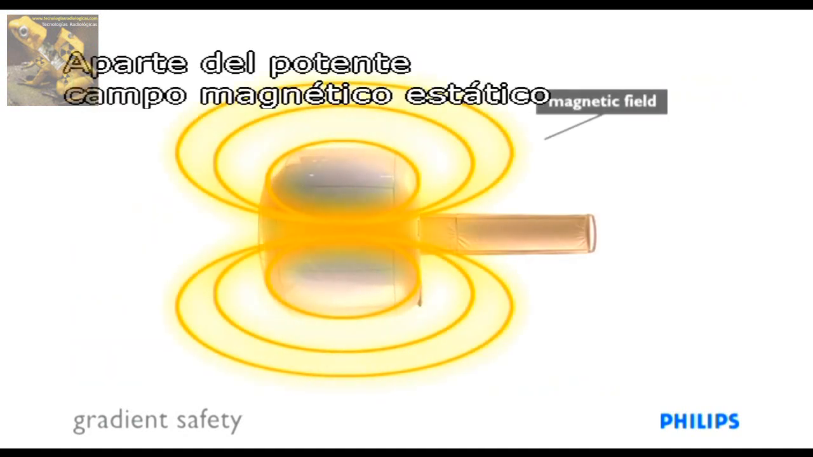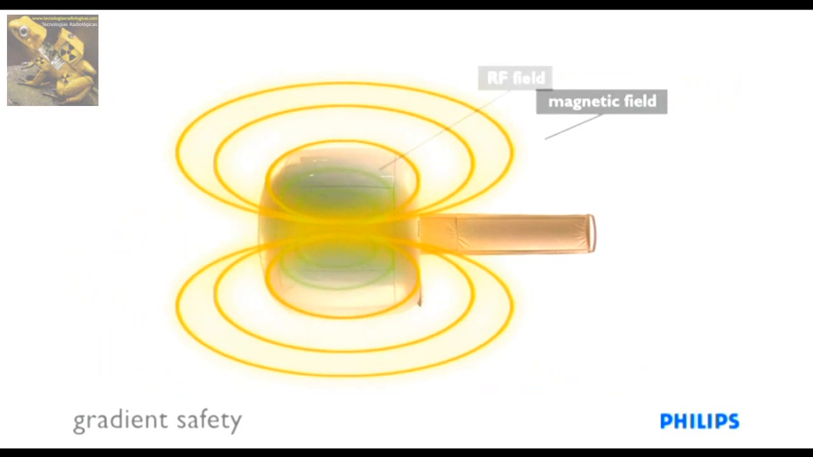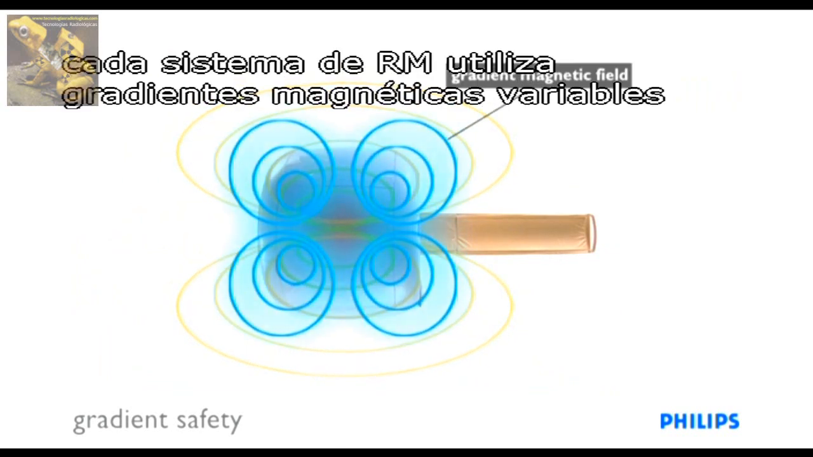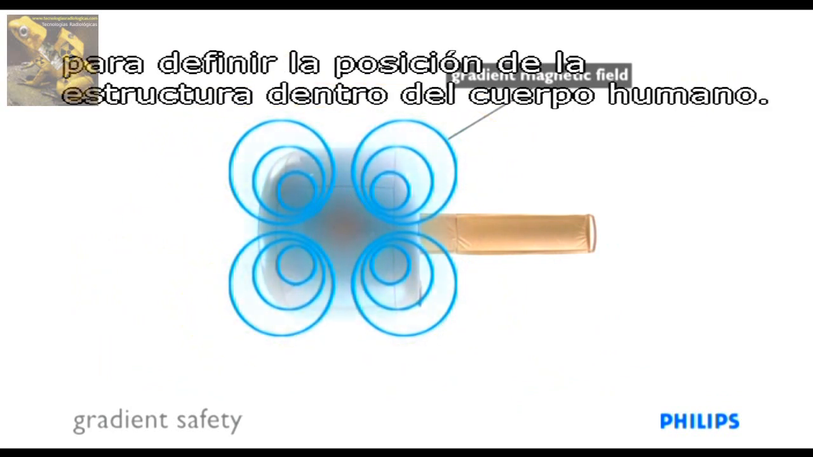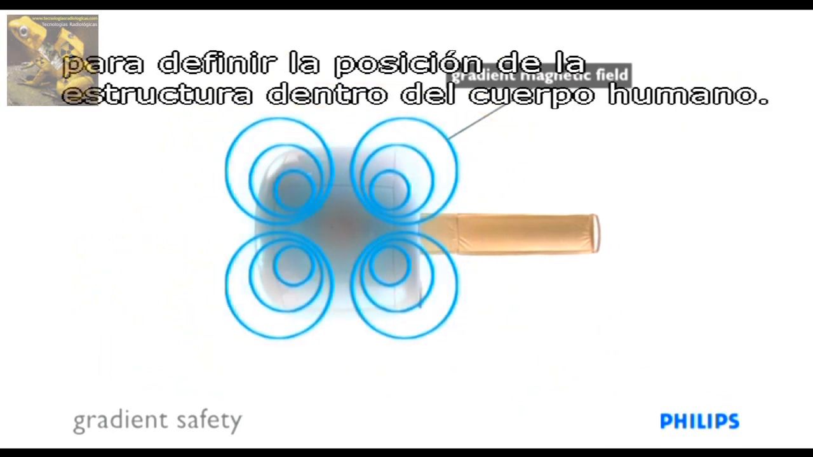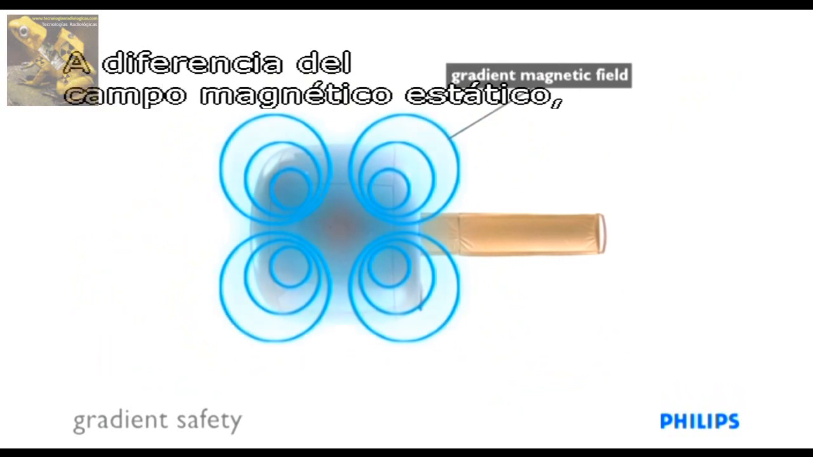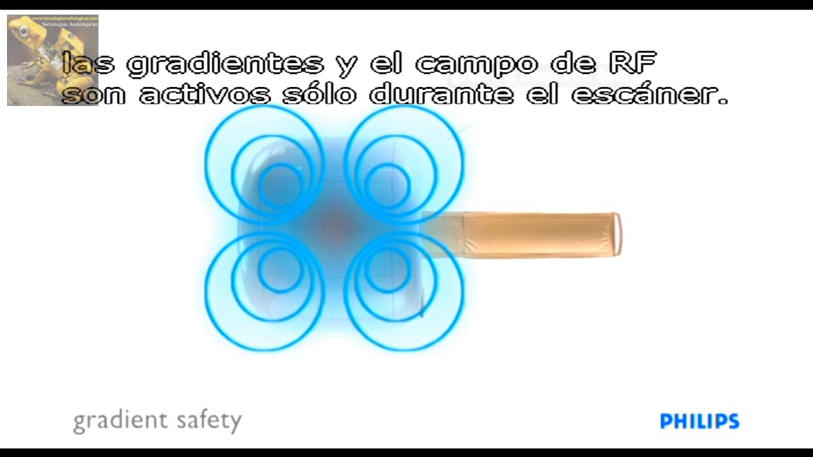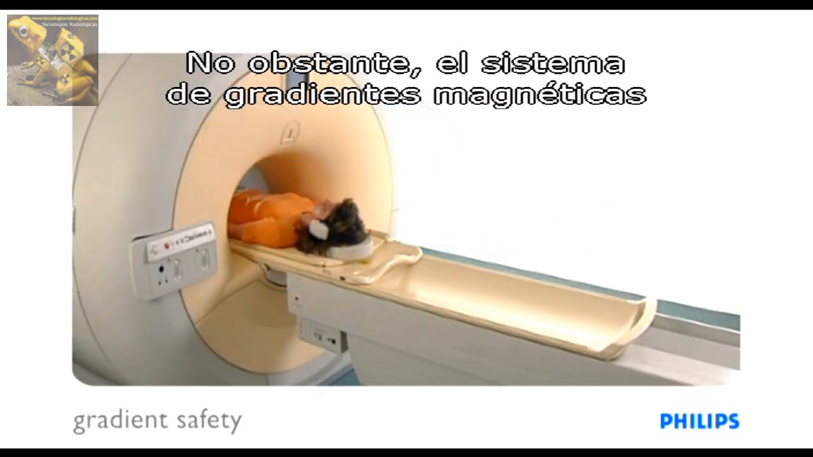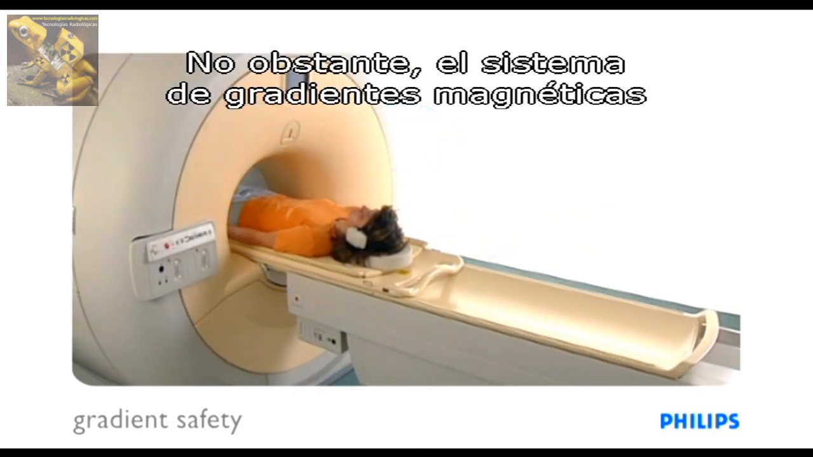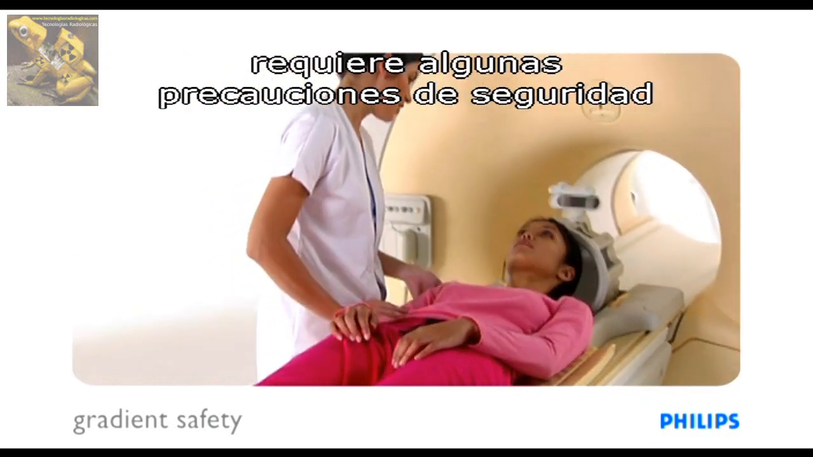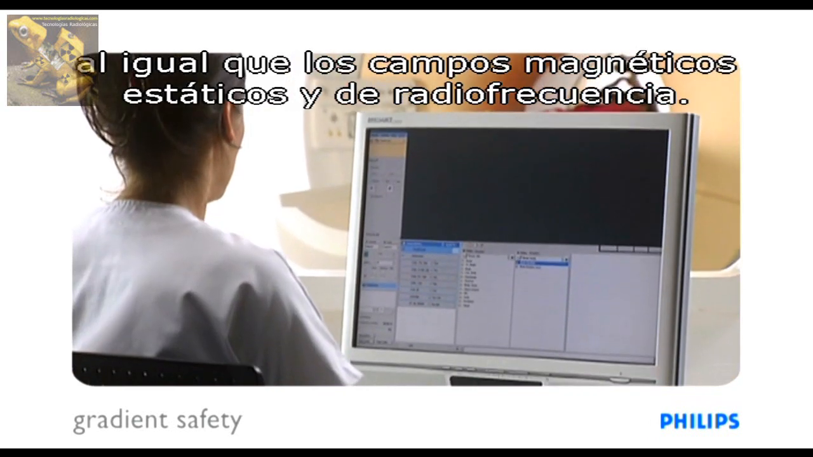Apart from the powerful static magnetic field and the RF field, each MR system applies switched gradient magnetic fields to define the position of structures within the human body. Unlike the static magnetic field, the RF and gradient fields are only active during scanning. However, in common with the static magnetic field and the RF field, the gradient magnetic field system requires certain safety precautions.